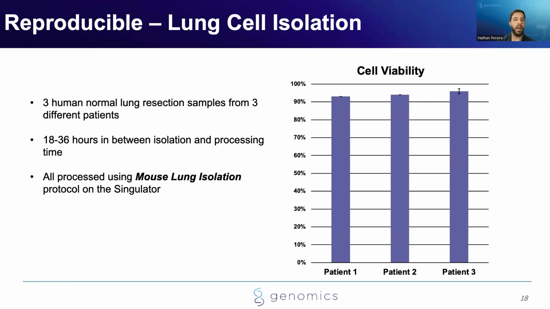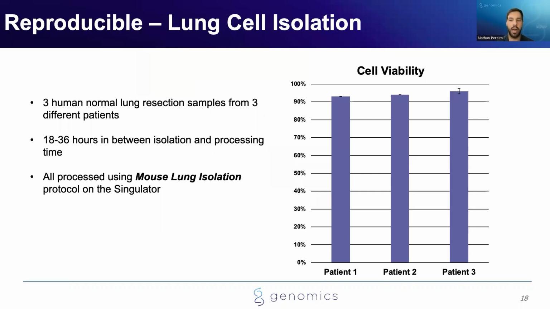So I talked about ease of optimization on the Singulator. It's also reproducible. So here's a little data set that I'll go through. This is from lung cell isolation of 3 different patients. These are 3 different lung resection samples from 3 different patients. Unfortunately, they were processed about 18 to 36 hours after isolation, kind of a range of time. And these were all processed using our mouse lung isolation protocols and reagents.